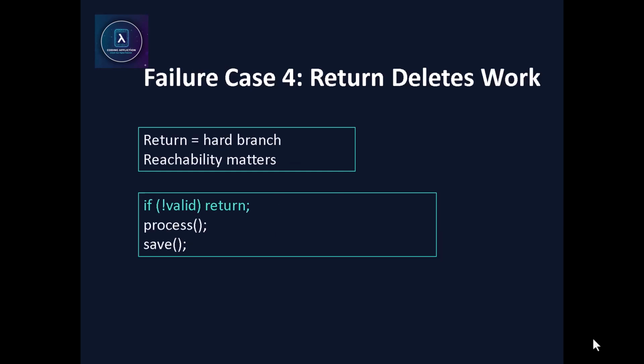A return is a control flow branch with a hard edge. Everything below becomes unreachable. This is powerful for guard clauses. Return early when invalid. It's also a common source of sometimes it doesn't save bugs. If process and save are below the return, then any path that triggers a return deletes those operations. Draw the path that leads to the symptom and verify the path.